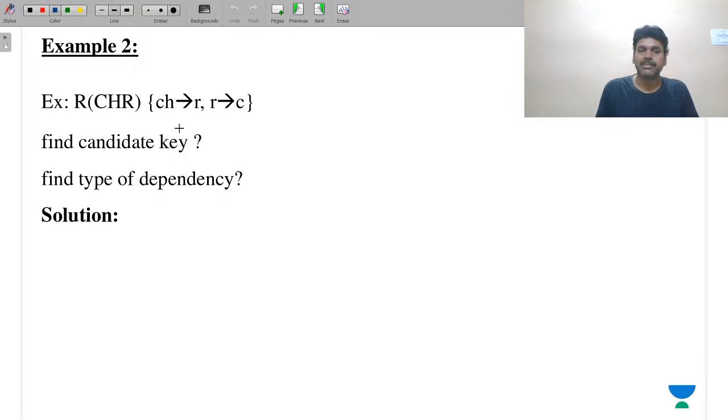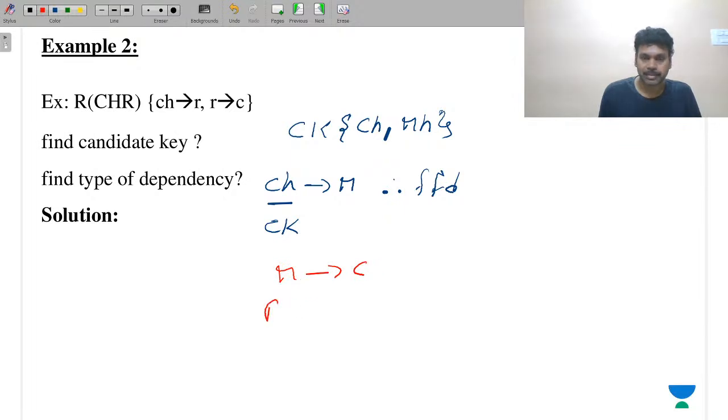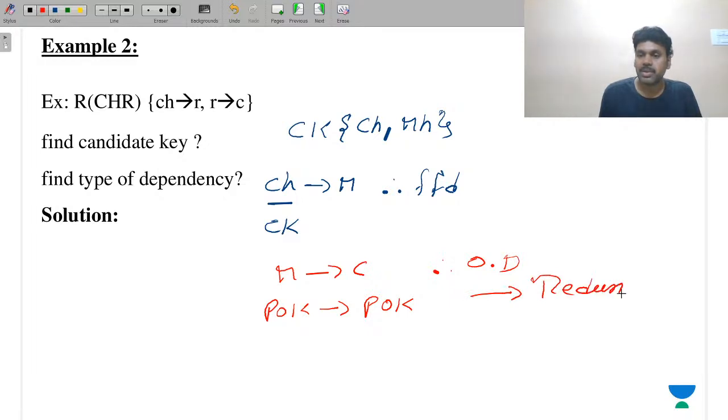The last example, your candidate keys are CH and RH. CH implies R, fully functional dependency, as CH is a candidate key. What about next? R implies C, part of key implies part of key. This is overlapping dependency. So this leads to what? No doubt redundancy, but in this we will feel no redundancy.